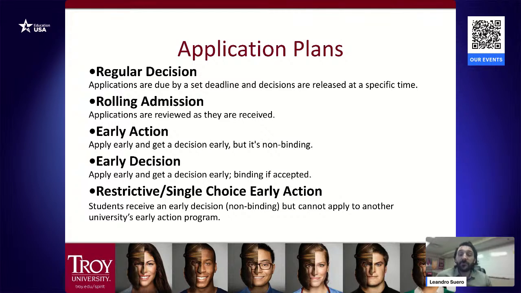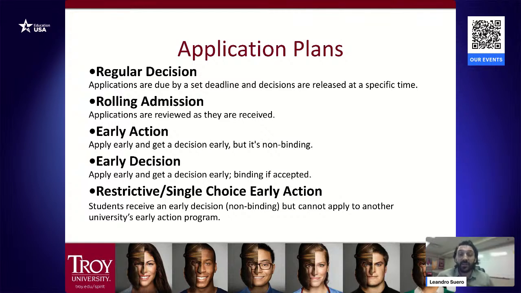And for rolling admission, the universities just take your application and give you an admission decision as soon as they can. There is, quote unquote, not a deadline. You just submit your application, and as soon as the university can, they will give you an admission decision. For example, at my university, Troy University, we're using rolling admission. You submit your application, and as soon as we can, we will give you an admission decision.